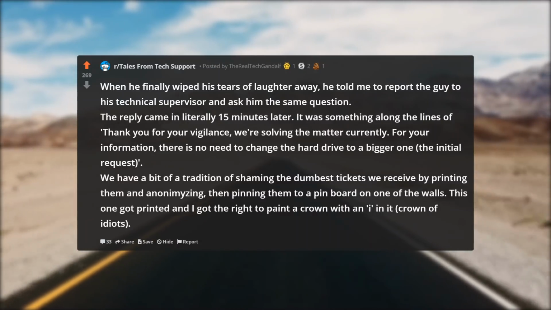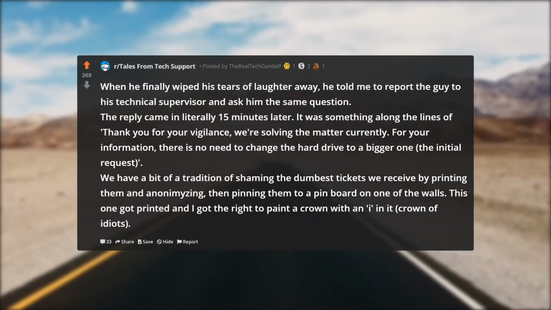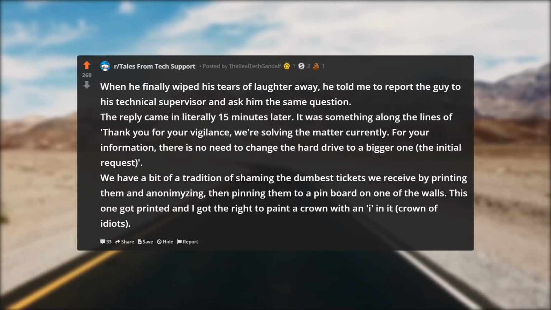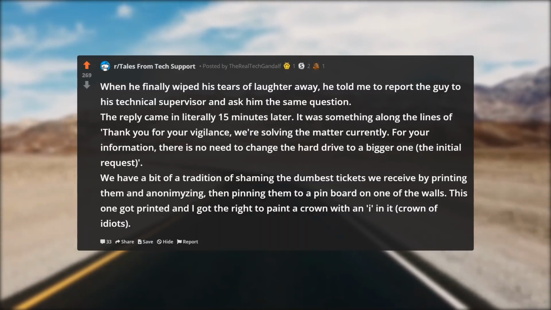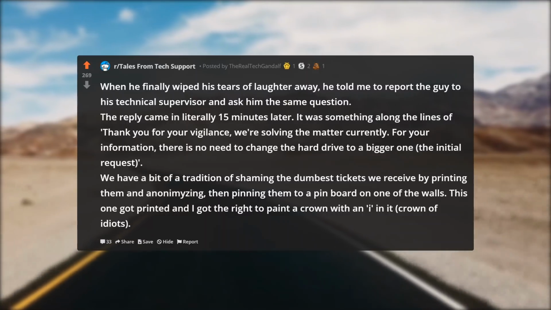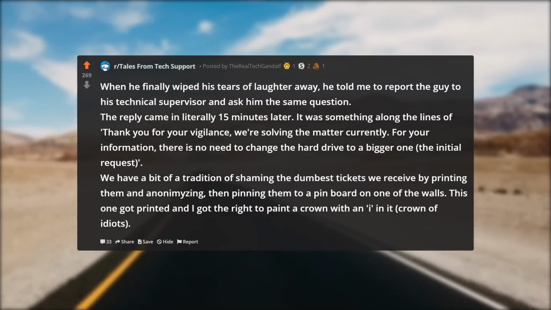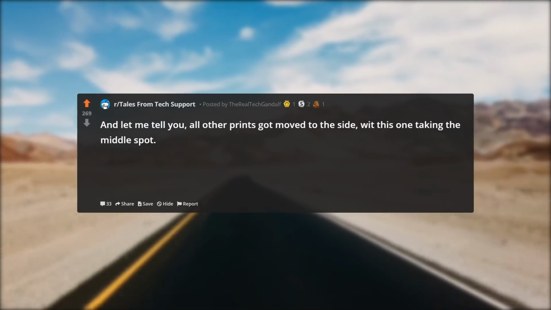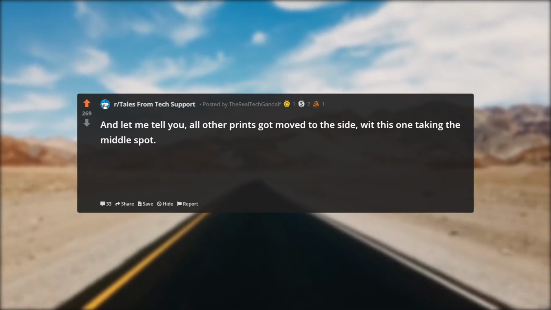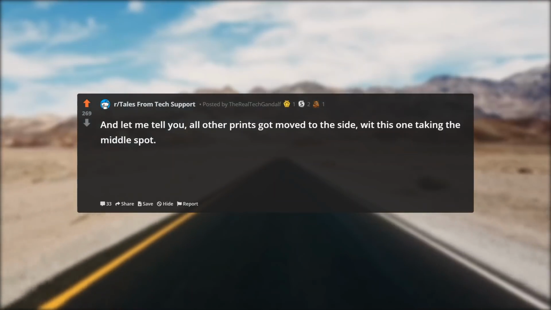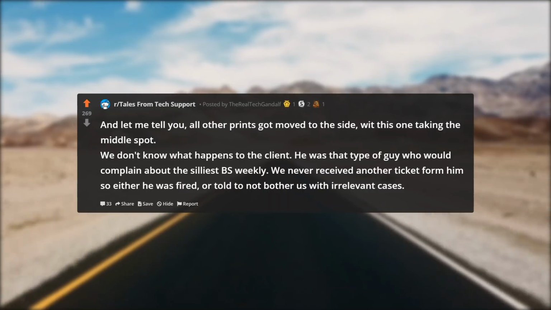We have a bit of a tradition of shaming the dumbest tickets we receive by printing them, anonymizing them, then pinning them to a pin board on one of the walls. This one got printed and I got the right to paint a crown with an eye in it, Crown of Idiots. And let me tell you, all other prints got moved to the side, with this one taking the middle spot.